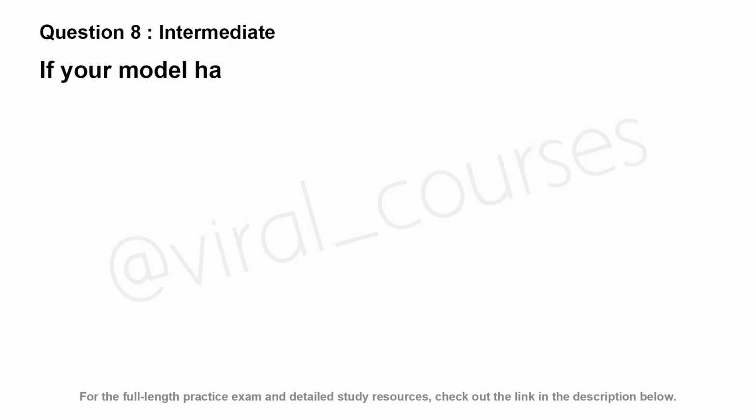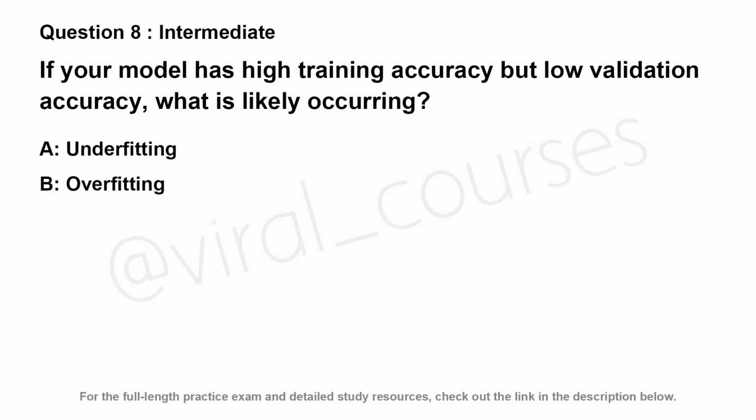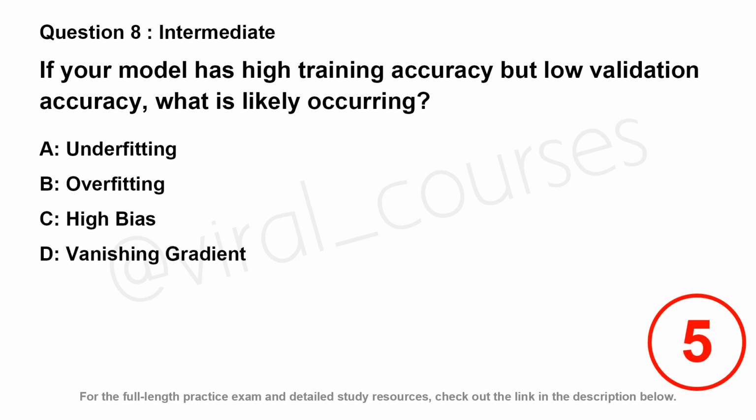If your model has high training accuracy but low validation accuracy, what is likely occurring? Option A. Underfitting. Option B. Overfitting. Option C. High bias. Option D. Vanishing gradient.